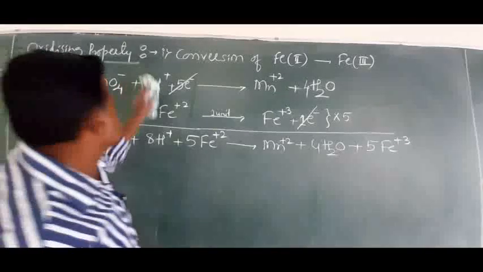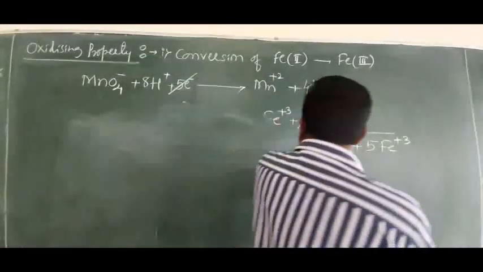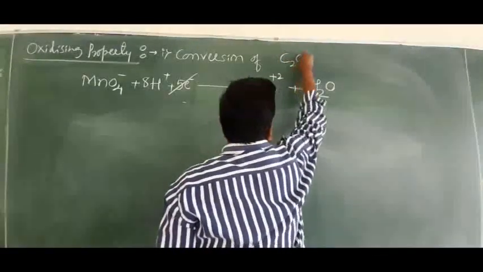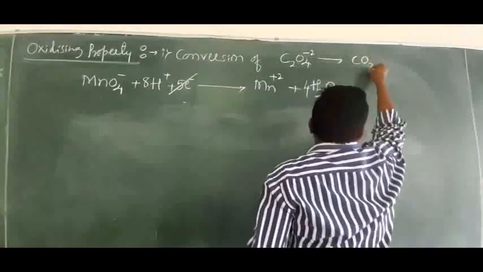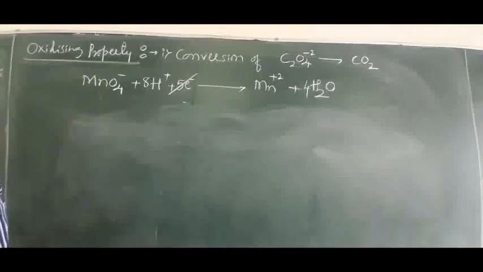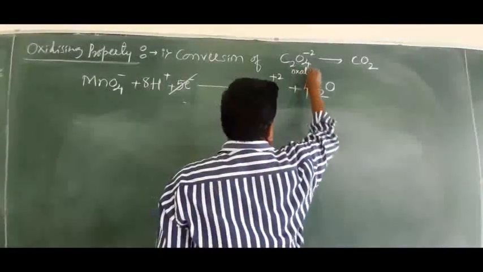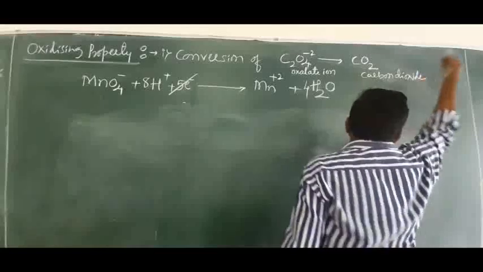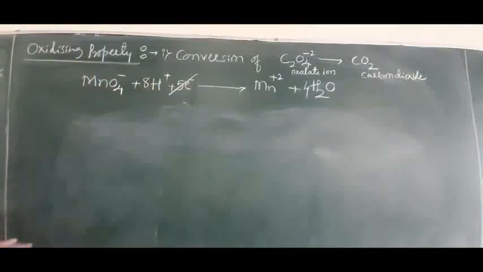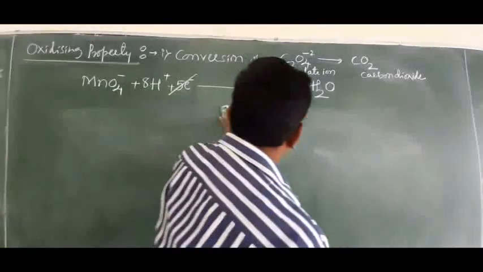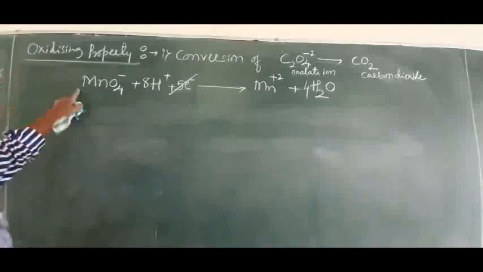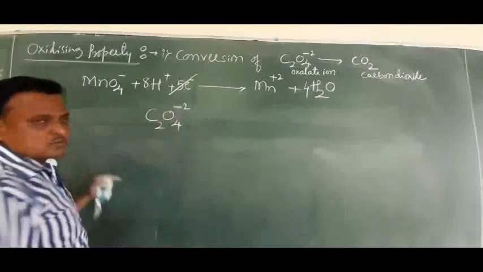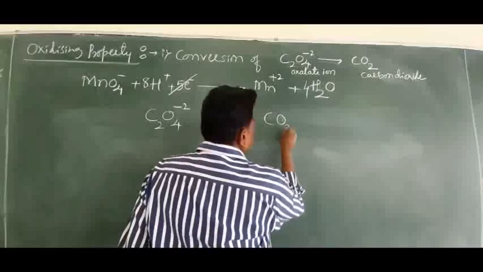Along with this conversion of ferrous to ferric, now we have another very important reaction from the exam point of view. C2O4 minus 2 is converted into CO2. What it means: C2O4 minus 2 is the oxalate ion. Oxalate ion is converted into carbon dioxide by using the oxidizing property of manganese. Very simple. We know this reaction is quite familiar.